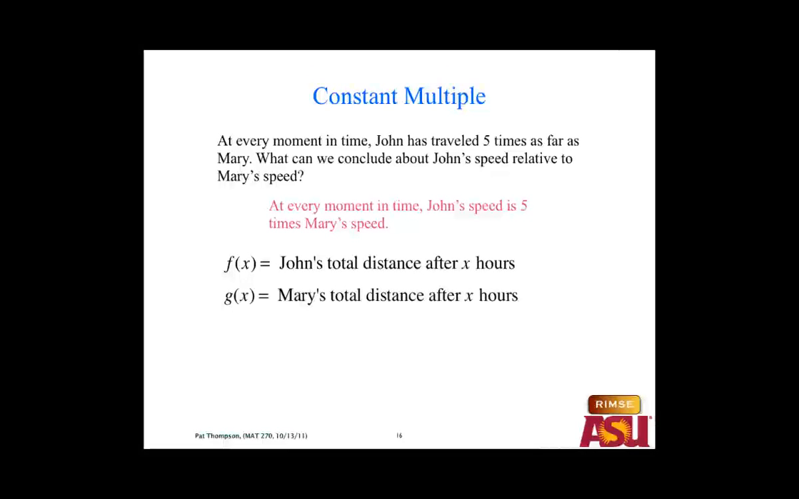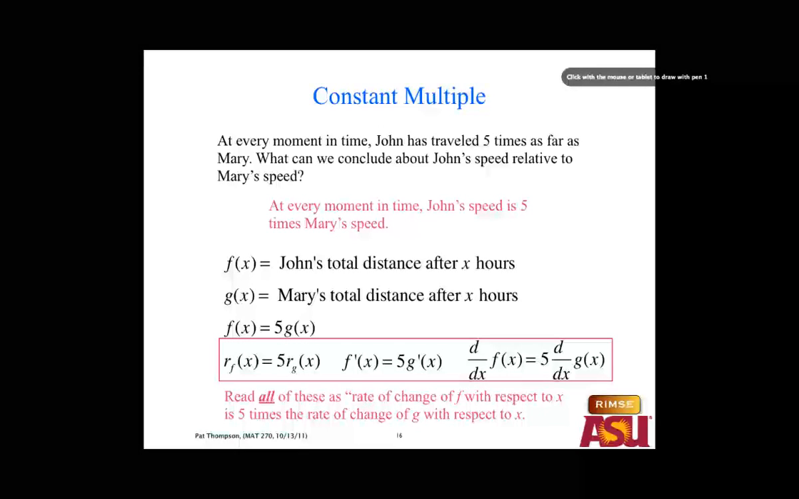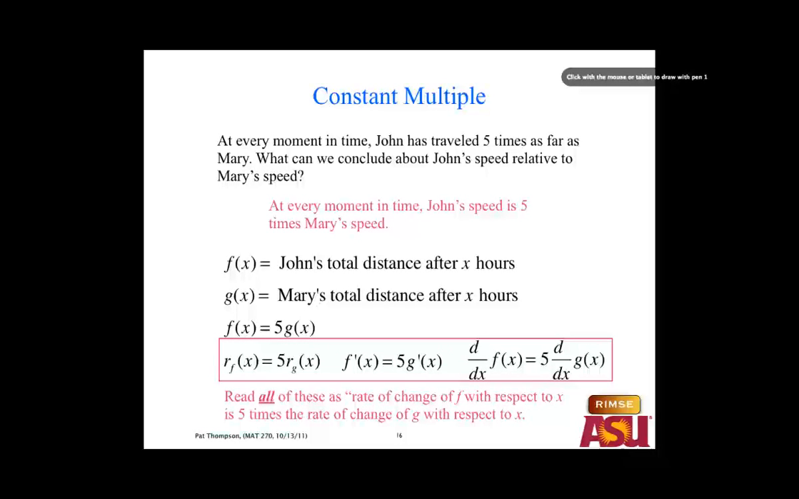So we talked about John's distance after x hours, Mary's distance after x hours. And from the given information, John travels a distance 5 times as much as Mary, and so then we said, well, naturally then, his rate is 5 times Mary's rate, or speed. We know what this means now, and so we have these other notations. We read all of them as the rate of change of f with respect to x is 5 times the rate of change of d with respect to x.